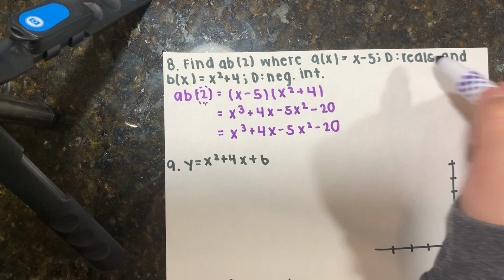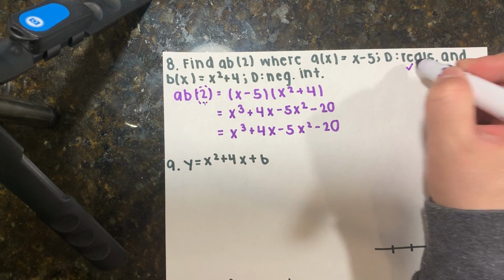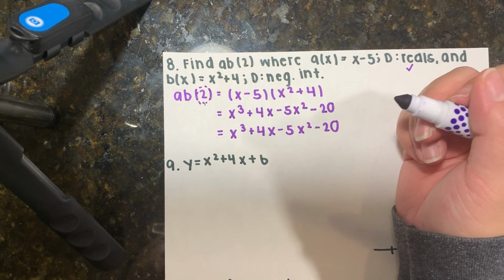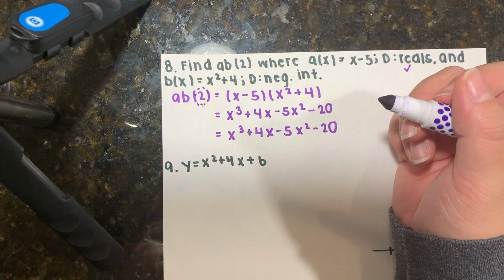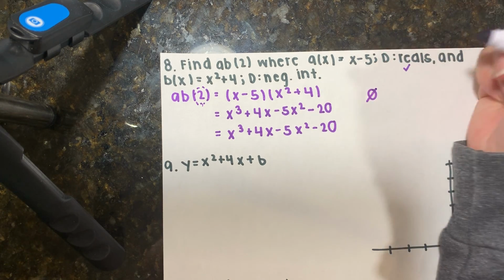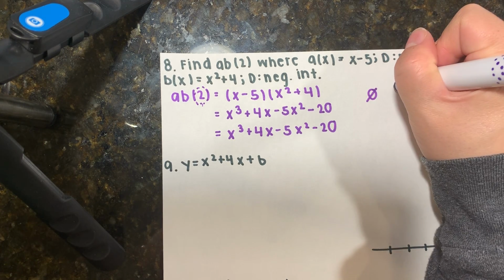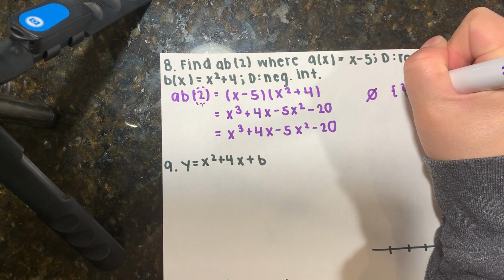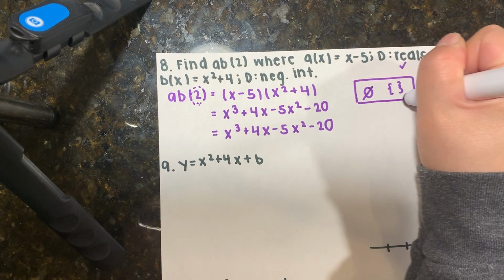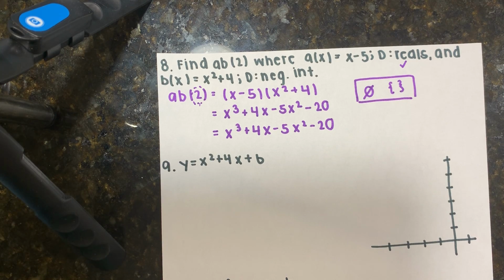So does 2 fit within the reals? Yes, it does. But is 2 a negative integer? No, it's not. 2 is a positive integer. So we can't actually find this answer. So my answer is either going to be the null set, or you can write the empty set. And that's your answer for number 8.